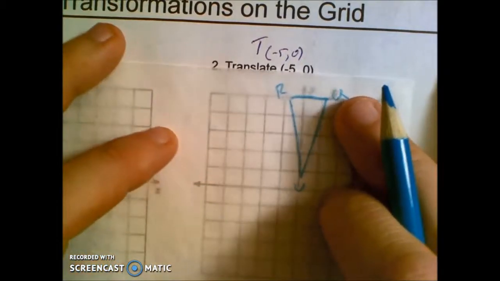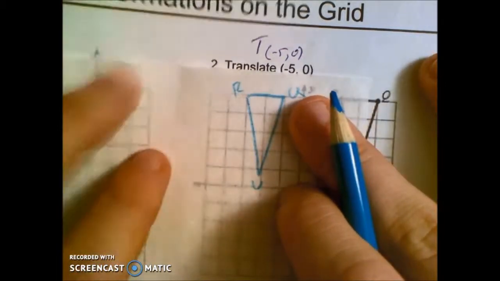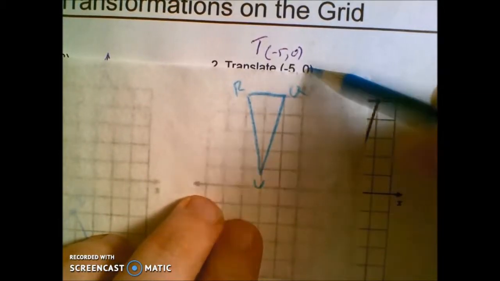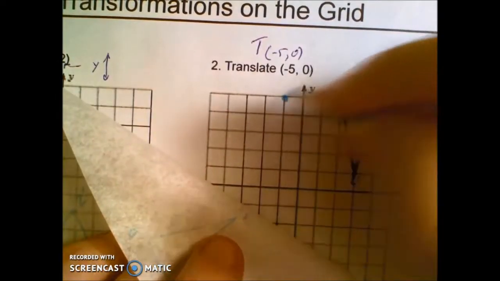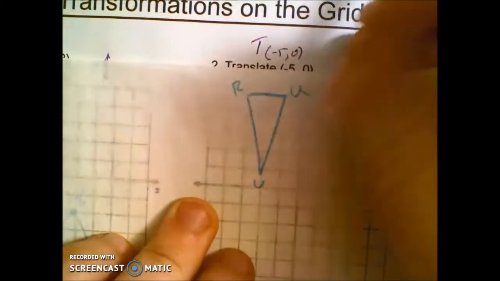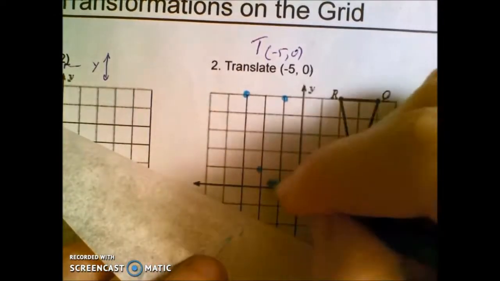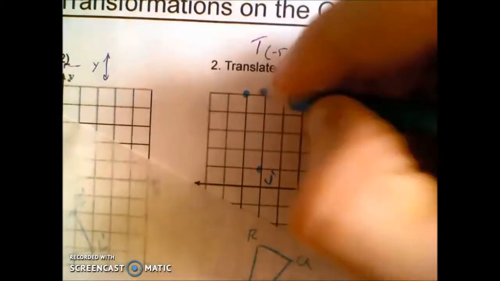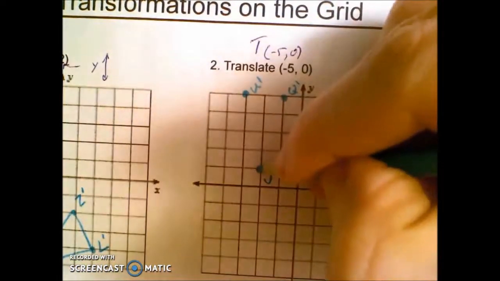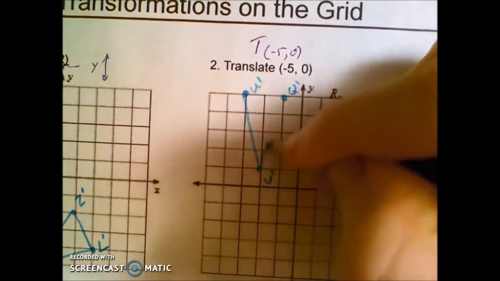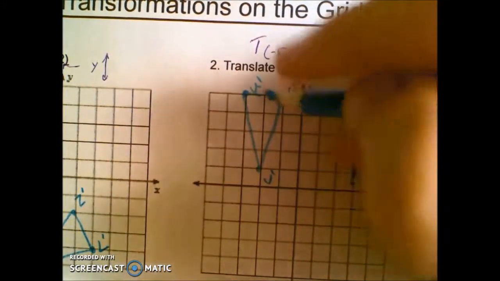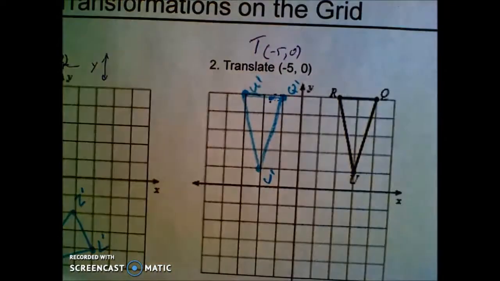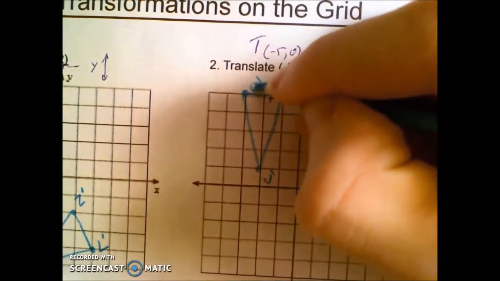1, 2, 3, 4, 5. And 0 means I'm not going to move up or down in the y direction at all. So from here, I can just copy down those points. Okay, making sure to mark them with prime, Q prime, and U prime, and connecting those points to form my image, U prime, Q prime, and R prime. Oops, excuse me, R prime.